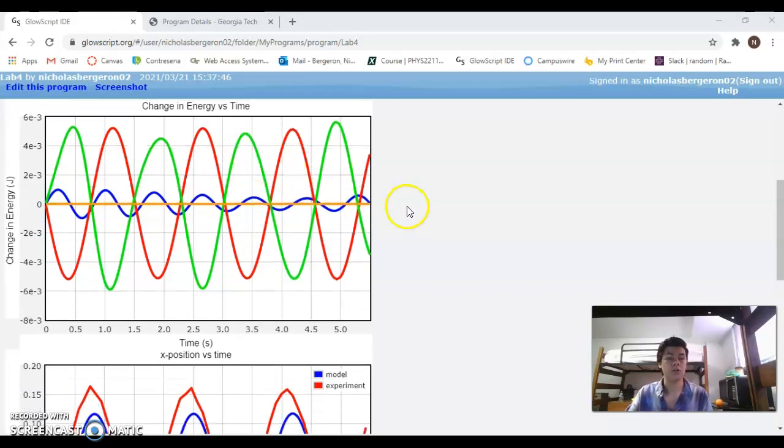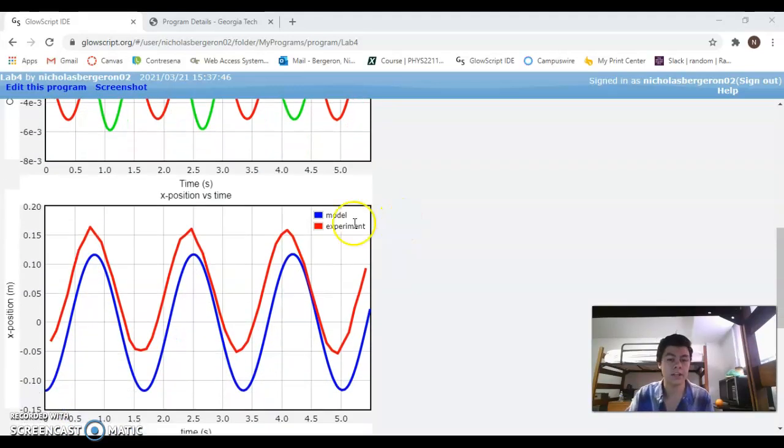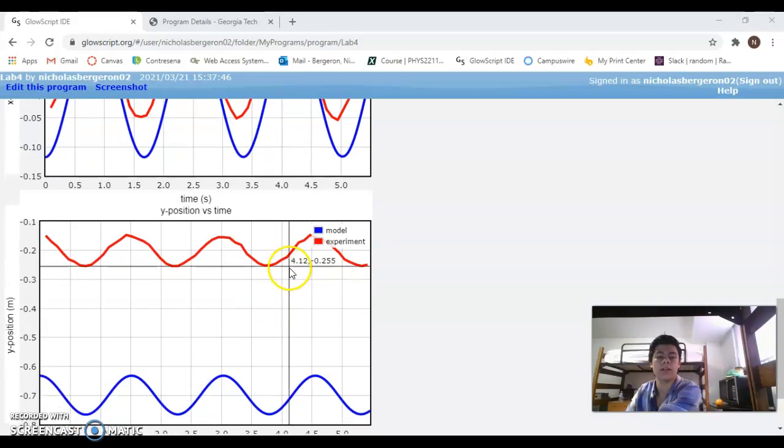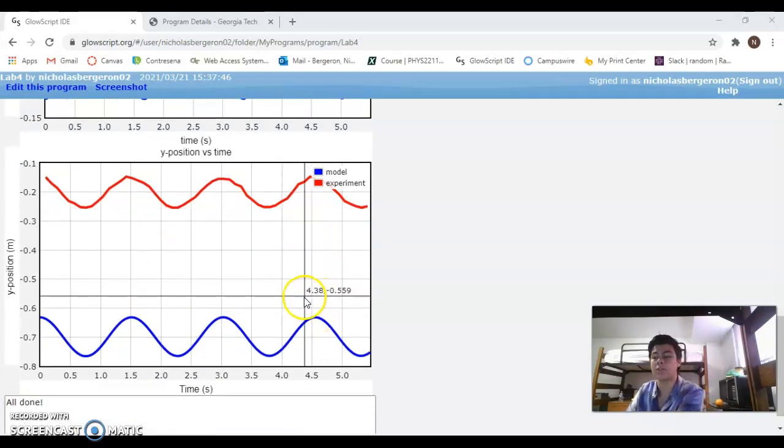Another important part is looking at the periods of oscillation. For the x position, the period of oscillation was, hold up, I had it on my calculator because I can't do quick math. It was 1.61 seconds, from peak to peak. And for y, it was 1.53 seconds.